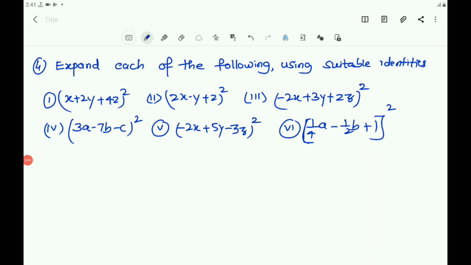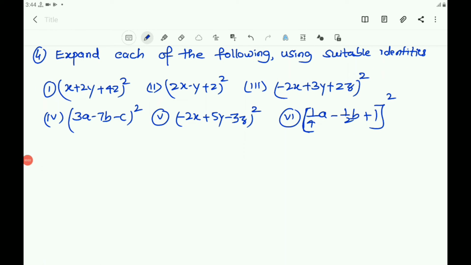Fourth one, expand each of the following using suitable identities. The first one is (x + 2y + 4z)², (2x − y + z)², (−2x + 3y + 2z)², (3a − 7b − c)², (−2x + 5y − 3z)², (1/4 a − 1/2 b + 1)².